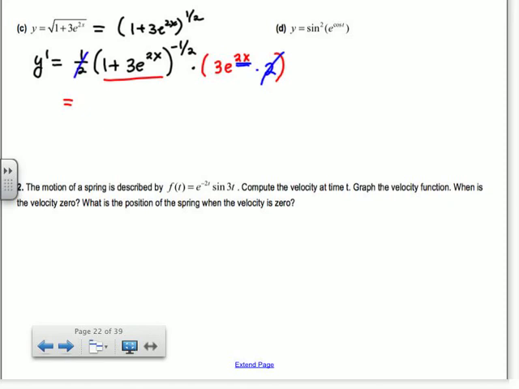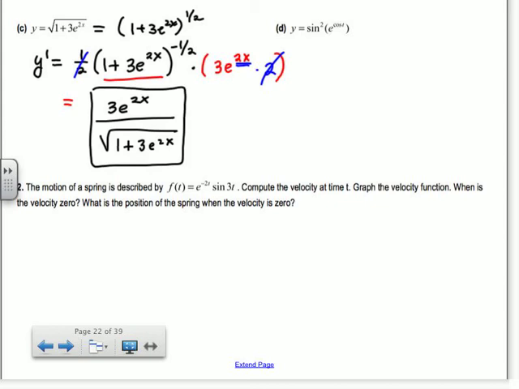So when I do that, I get 1/2. What were you saying? Are you lost? No, I'm good. Okay. Where's this equal? Oh, so 1/2 and 2 cancel. So I get 3e to the 2x all over. Since this is a negative power, it's on the bottom, and it's a square root. So 1 plus 3e to the 2x. That's your answer.